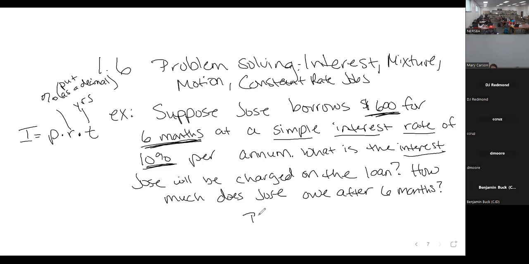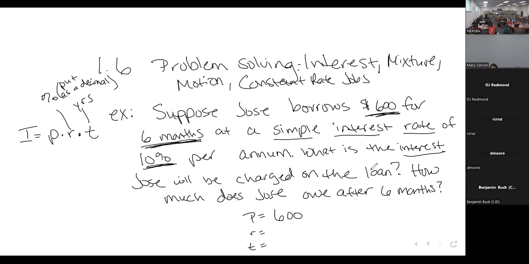So what would our P be here? What would our R be here? And what would our time be here? Okay, so that's what we've got to figure out. What would P be? Anybody know? Okay, $600 would be our P.